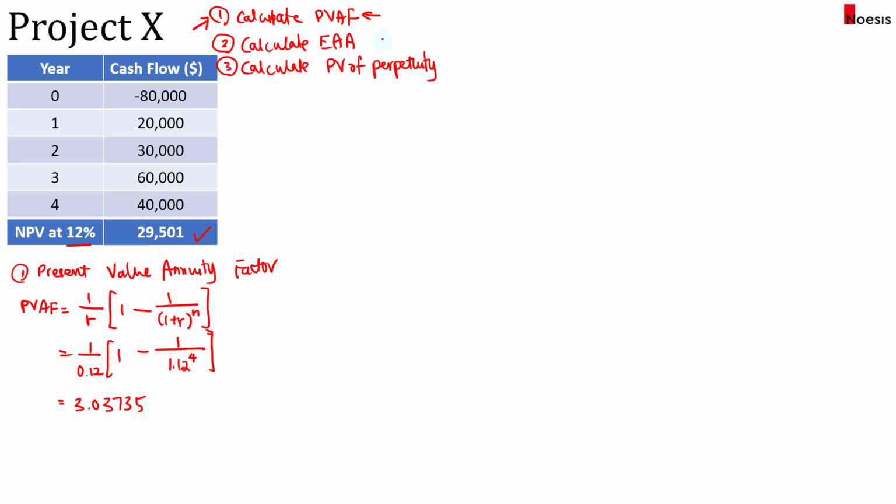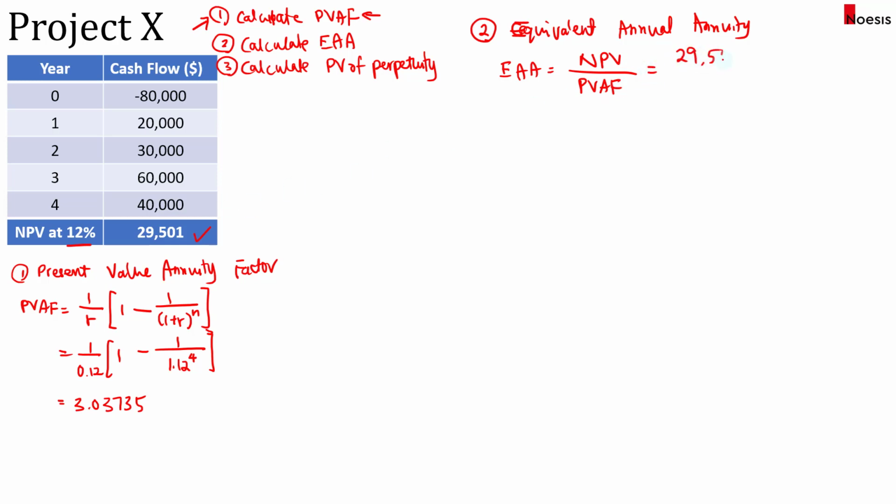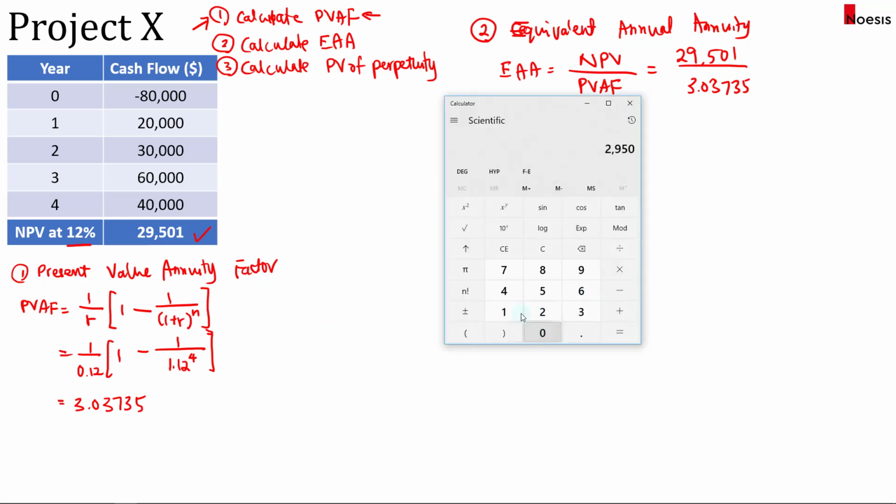Next, we're going to calculate the equivalent annual annuity. So the EAA here will be computed by taking the NPV of the project, and then we divide by the present value annuity factor. So the NPV in this case is $29,501. And then we divide it by 3.0735, which we computed earlier. So that would equal $9,712.74.